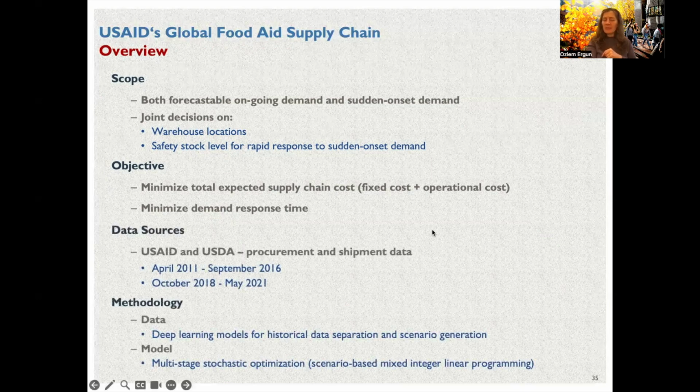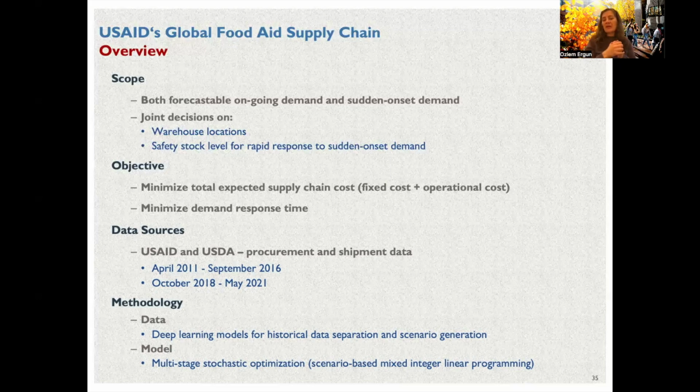So we use the same data sets as before, and this time our methodology has been a little bit different because we had different tasks. We had the same data, but our data was not really labeled into, this is a sudden onset event, or here's an ongoing operation demand.